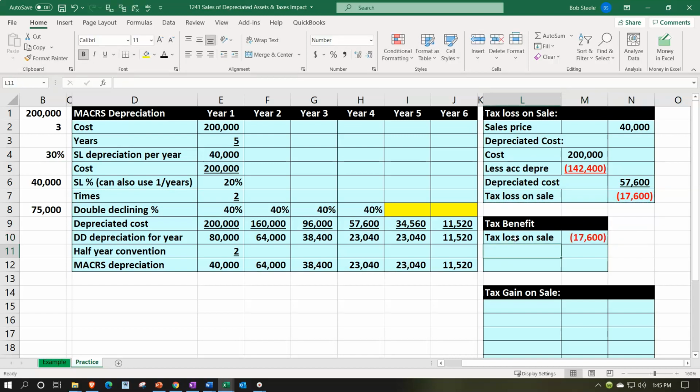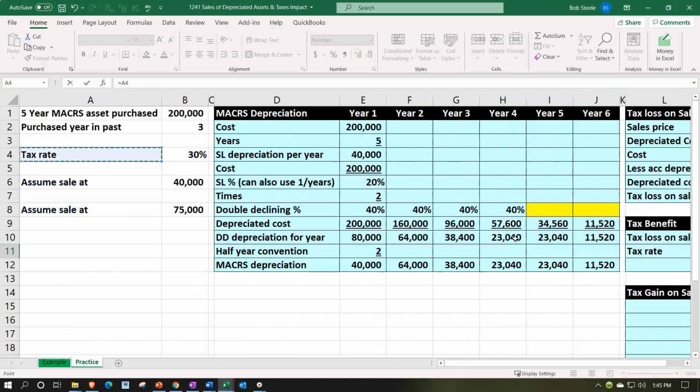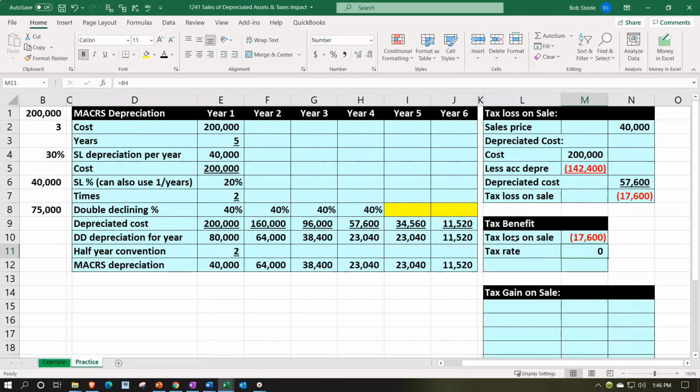Take the loss times the 30%, which is the tax rate. In this case, we're saying 30%. And again, we have to be careful about what rate to apply here on the taxes as well, but underlining that, that's going to give us our tax benefit, which is going to be the 17.6 times the 30.